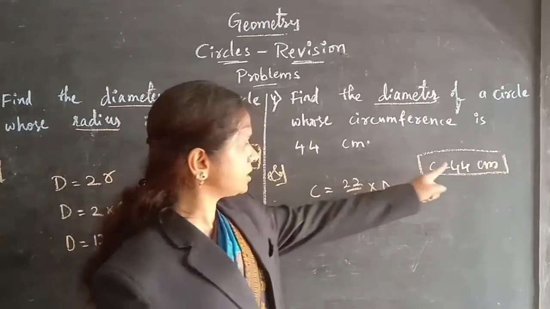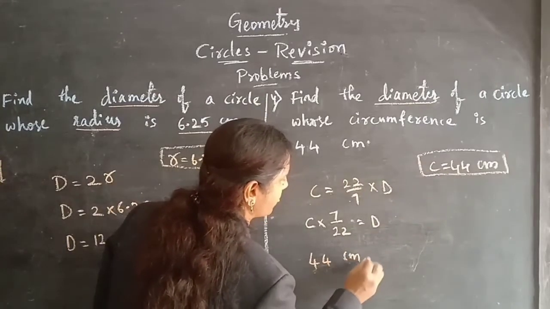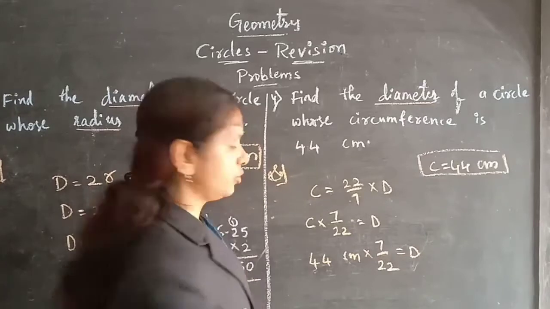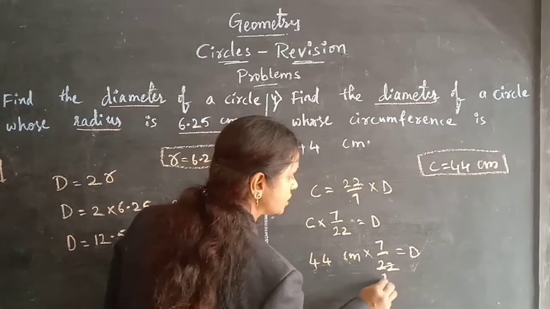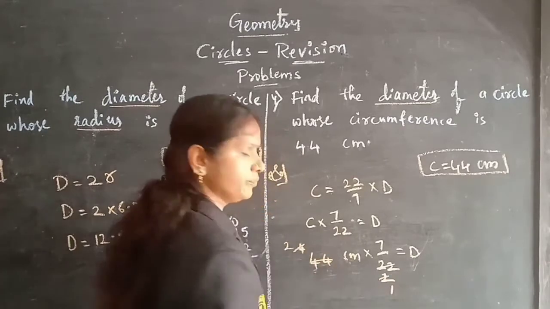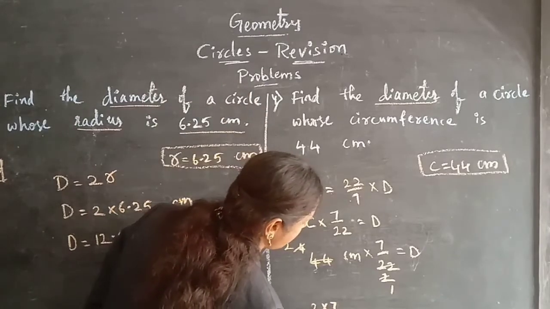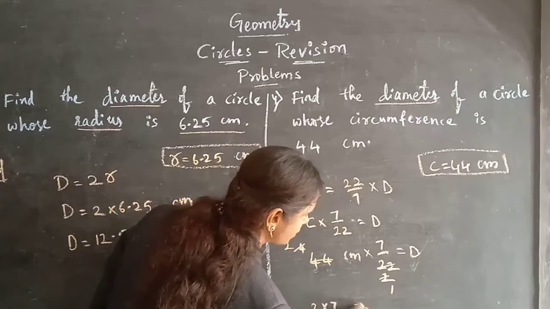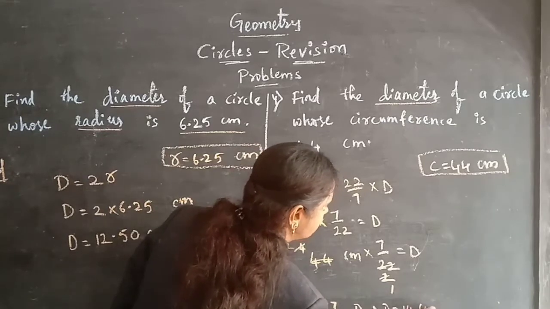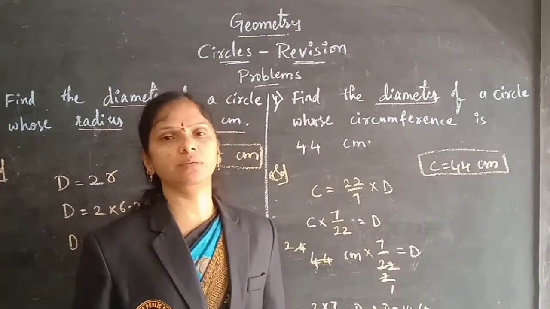Now I can substitute the circumference value. Circumference is 44 centimeters into 7 by 22 equals diameter. So here I can cancel: 11 twos are 22, 11 fours are 44. Now 2 ones are 2, 2 twos are 4. What are the leftover terms? 2 into 7 in the numerator and 1 in the denominator equals diameter. So diameter equals 2 sevens are 14 centimeters. So the diameter is 14 centimeters when the circumference is 44 centimeters.